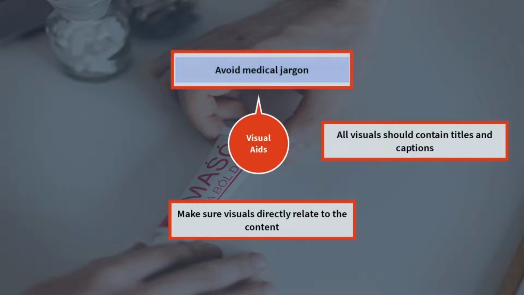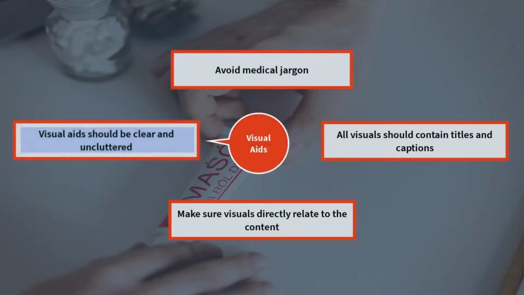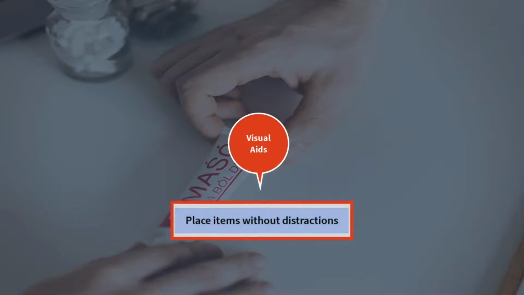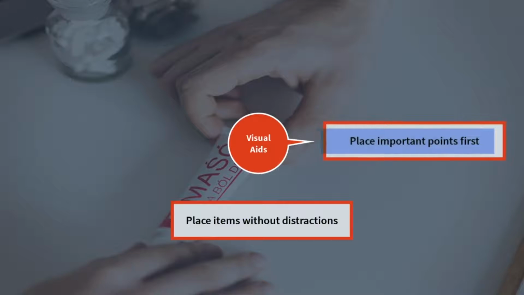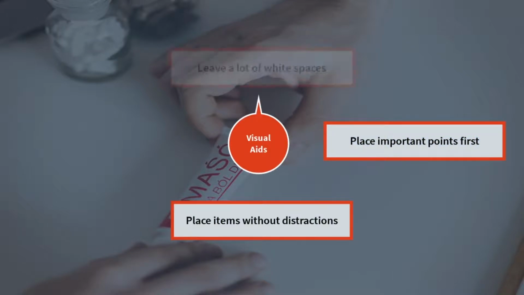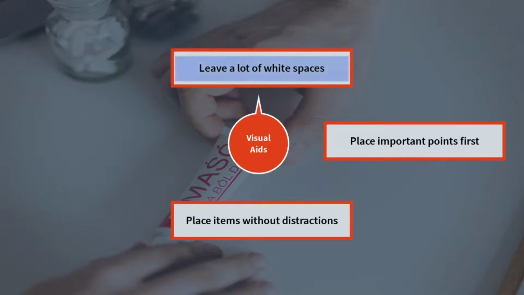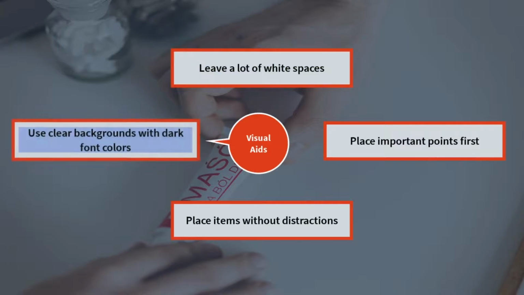Once again, avoid medical jargon. Visual aids should be clear and uncluttered. Place items without distractions. Once again, place important points first. Leave a lot of white spaces. Finally, use clear backgrounds with dark font colors to make information easy to read and understand.